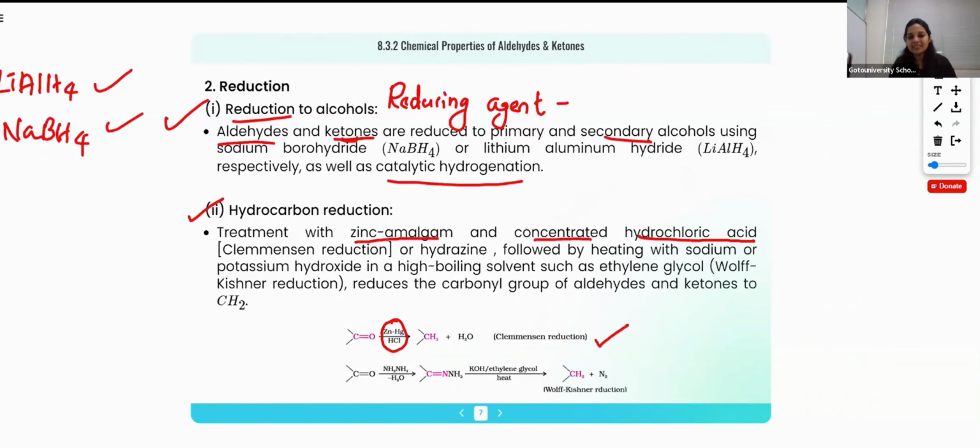Okay, so in Clemmensen's reduction, what are we doing? We are treating the compound with zinc amalgam and HCl, hydrochloric acid. Or you can take hydrazine.